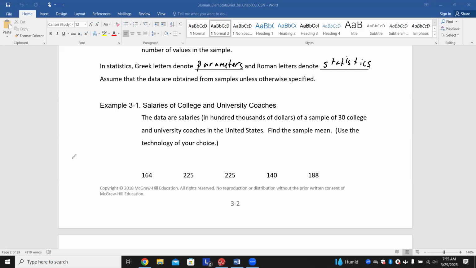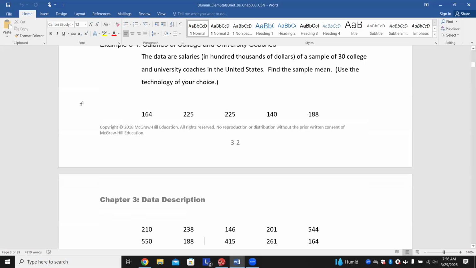All right, so let's look at our first example. In example one, salaries of colleges and university coaches. We saw this in the previous chapters. It says the data are salaries in hundreds of thousands of dollars of a sample of 30 colleges and university coaches in the United States. We're going to find the sample mean and use the technology of our choice, right? So here are the numbers again.